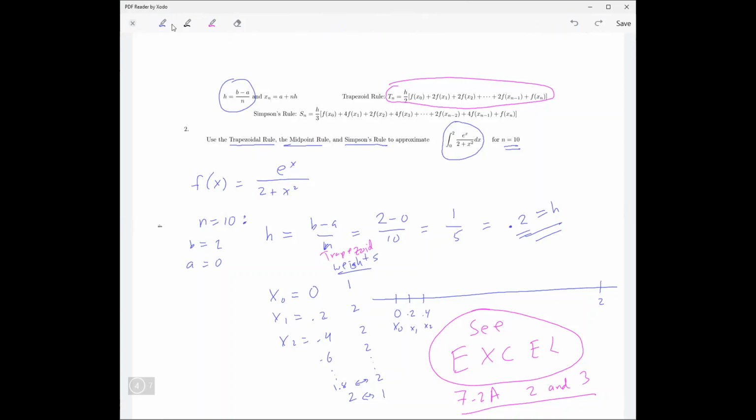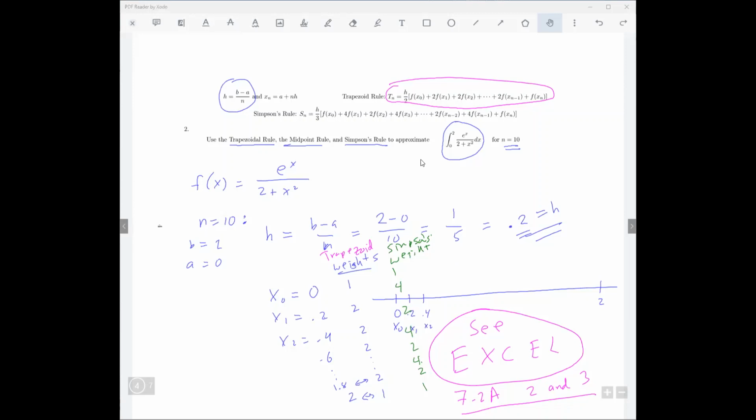We'll do Simpson's rule and the midpoint rule as well. For Simpson's rule, we're going to use these same points, but the weights are going to be 1, 4, 2, 4, 2, and so on. It's going to be 1, 4, 2, 1, 4, and so on like that. And then for Simpson's rule, it's h over 3 that you divide by. So 0.2 divided by 3.